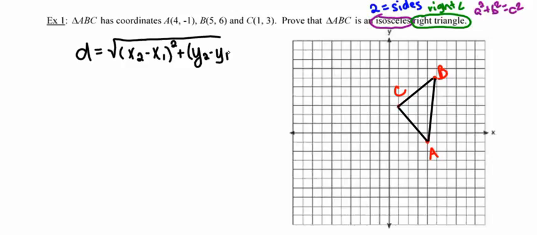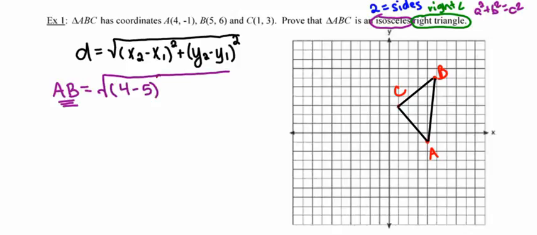And what I want to do is go ahead and find the lengths of all 3 sides of the triangle. So I want to find the length of side AB, or in other words, the distance between points A and B. I'm going to clearly indicate on my paper exactly which segments I'm finding distance or length for. So distance between A and B is the square root of (4 - 5) squared plus (-1 - 6) squared. And I'm going to take a minute and put this all into my calculator.